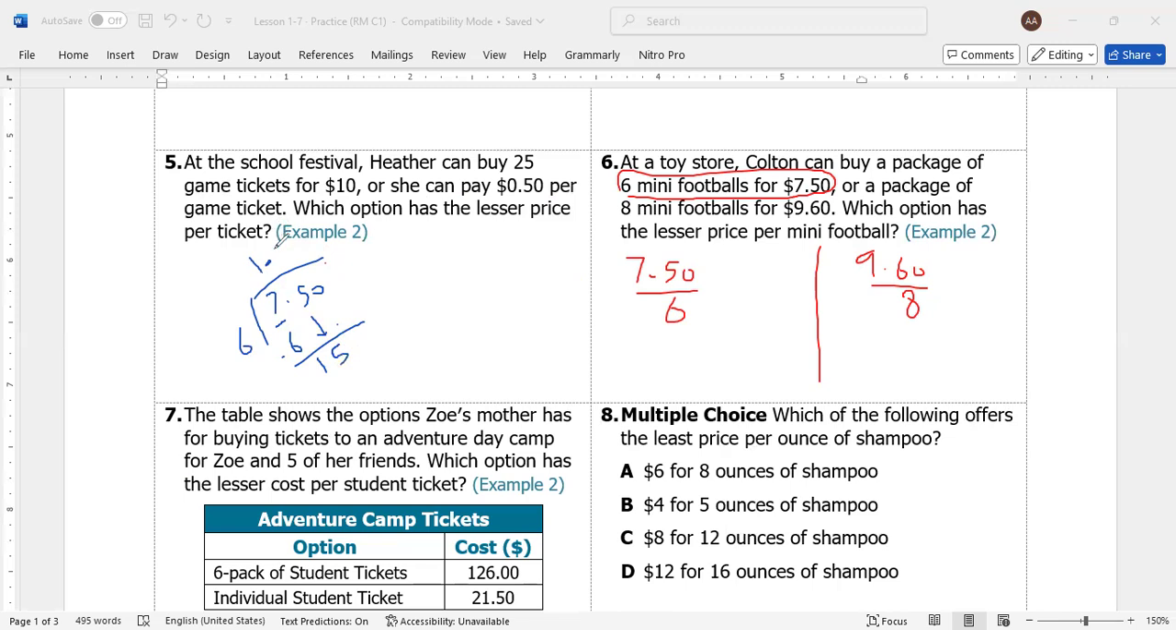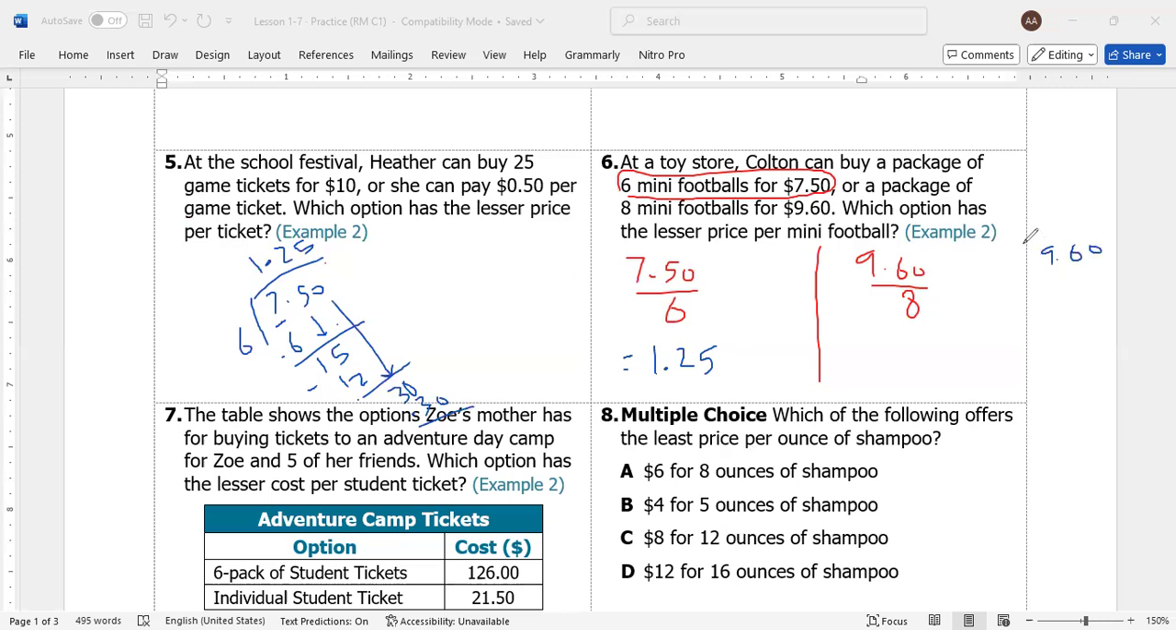Okay, 6 times 2 is 12, and 15 minus 12 is 3, and we will bring down the remaining 0 here, which will give us 30. 6 times 5 will be 30, and 30 minus 30 will be 0. Okay, so in this case, if he buys 6 mini footballs, the price of one football is 1.25.